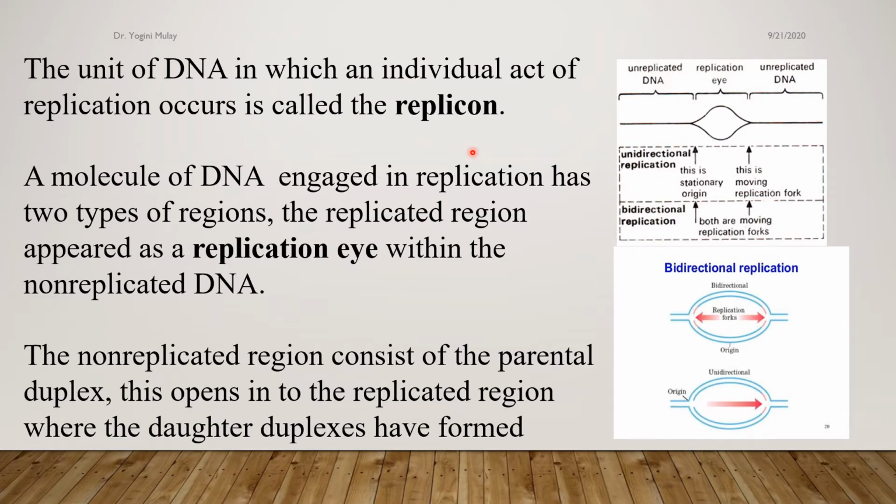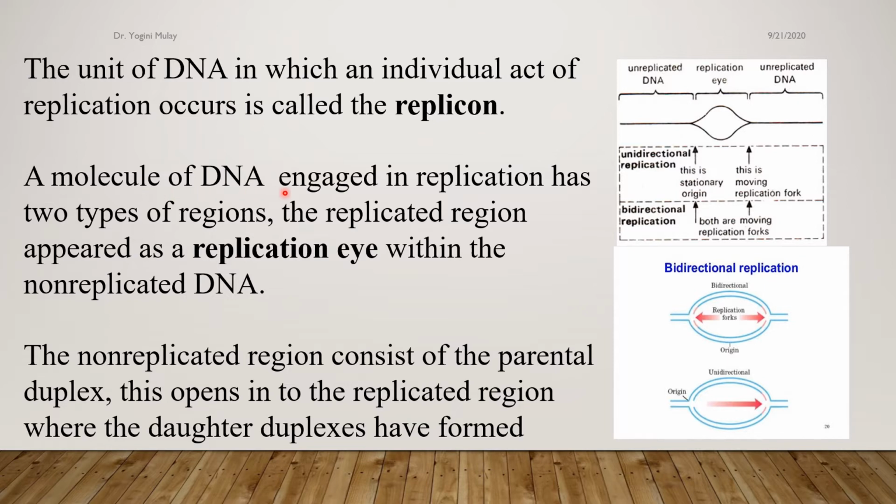Before we go in detail about the bidirectional mode of replication, I would like to tell you what is meant by replicon. The unit of DNA in which an individual act of replication occurs is called a replicon. Means the DNA which is actually involved in the process of replication is called a replicon.